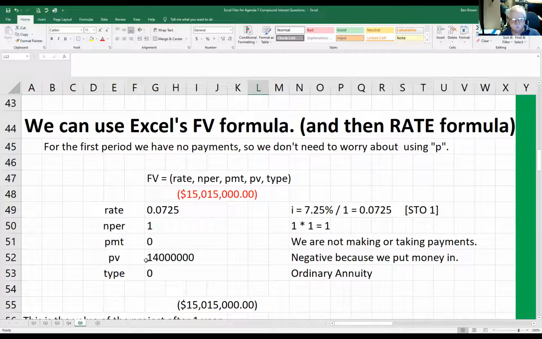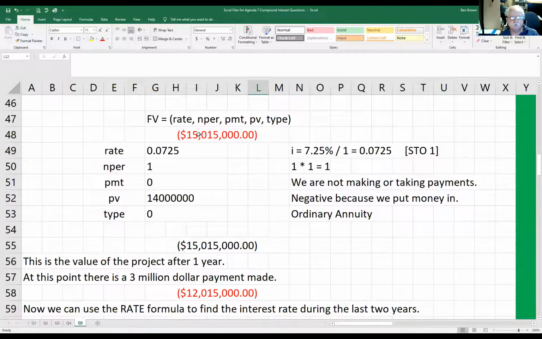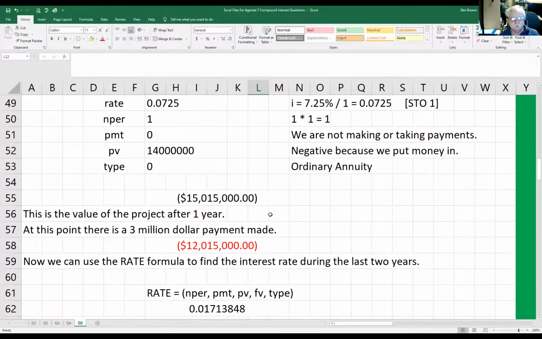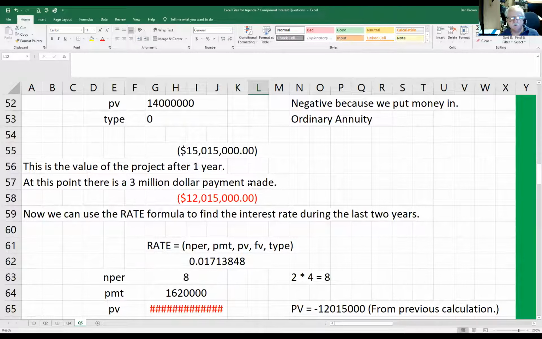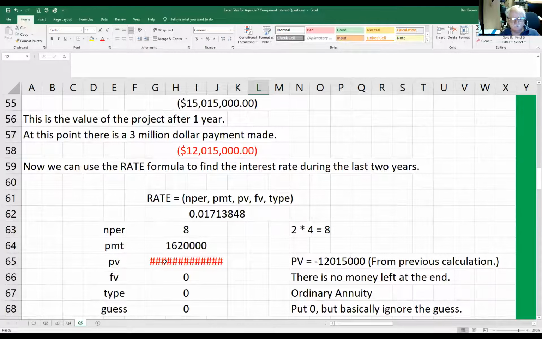During this time period, there's just the present value of the 14 million at the interest rate of 7.25% for 1 year. They make no payments, and they find out that at the end of the year, they owe 15 million and another 15,000. So at this point, there's a $3 million payment made. We subtract 3 million from 15 million, get 12 million. And don't know why this hasn't fit in the space. Let's help it a little.